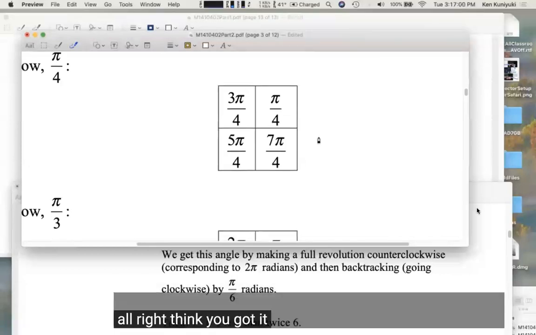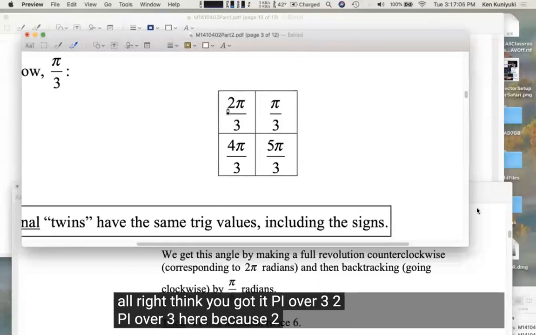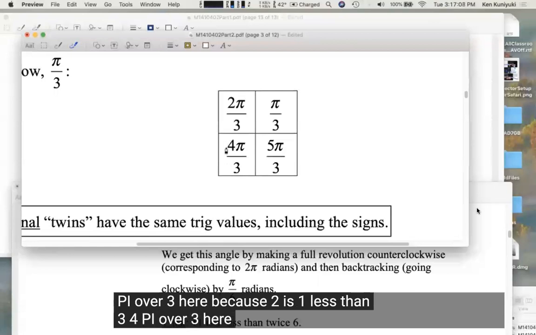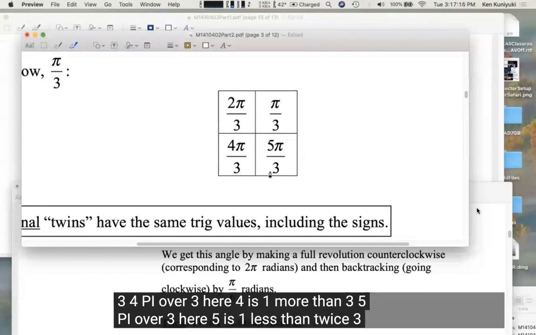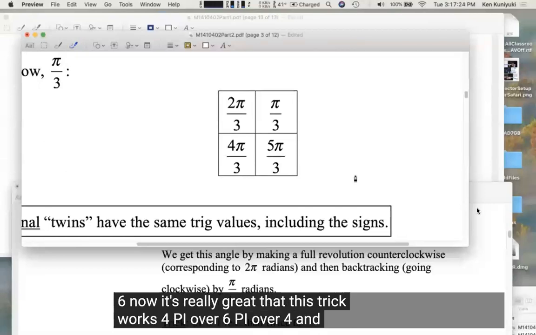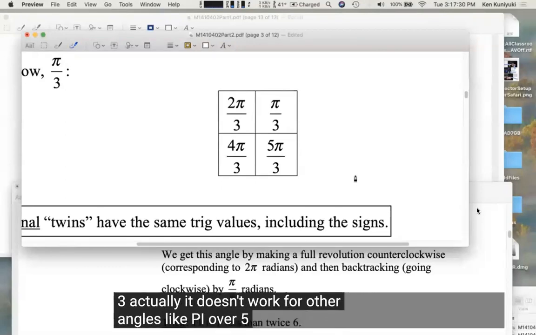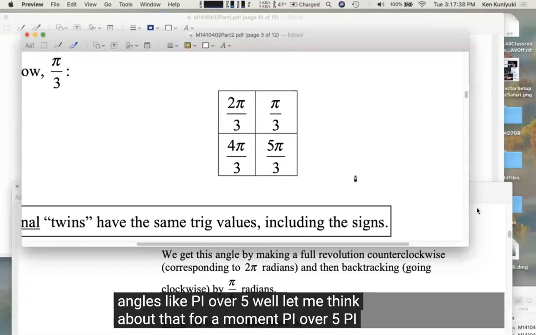All right, think you got it? Pi over 3, 2 pi over 3 here because 2 is 1 less than 3. 4 pi over 3 here, 4 is 1 more than 3. 5 pi over 3 here, 5 is 1 less than twice 3, 6. Now, it's really great that this trick works for pi over 6, pi over 4, and pi over 3. Actually, it doesn't work for other angles, like pi over 5. Well, let me think about that for a moment. Pi over 5.